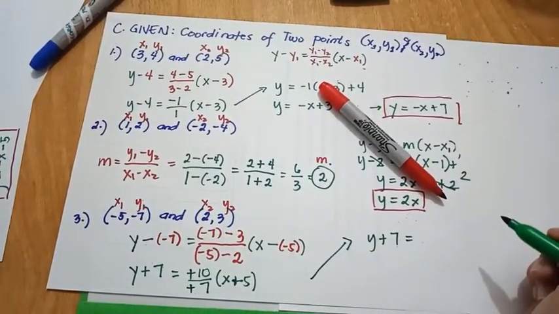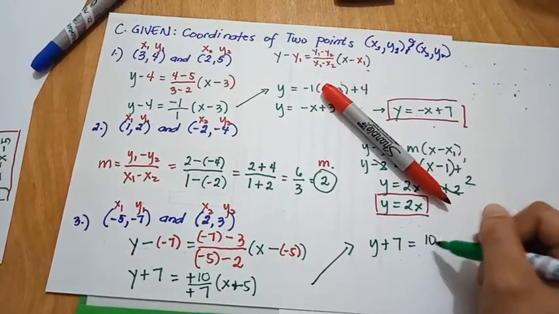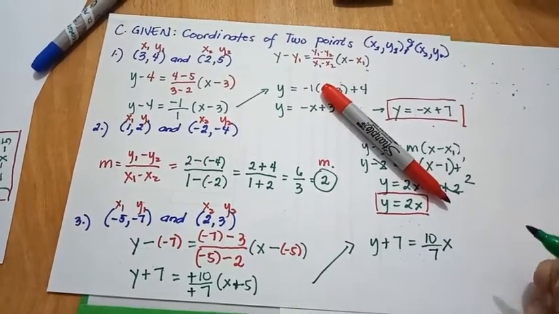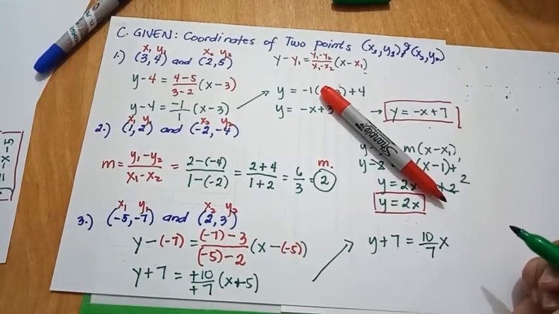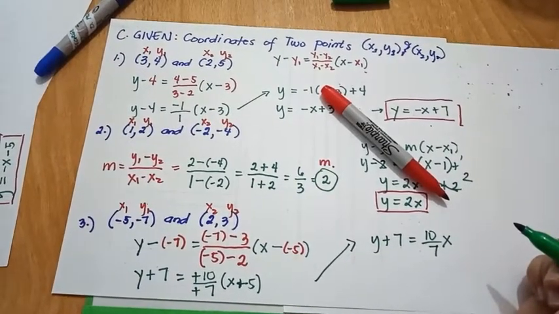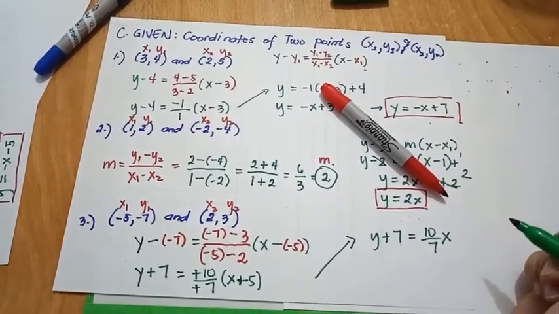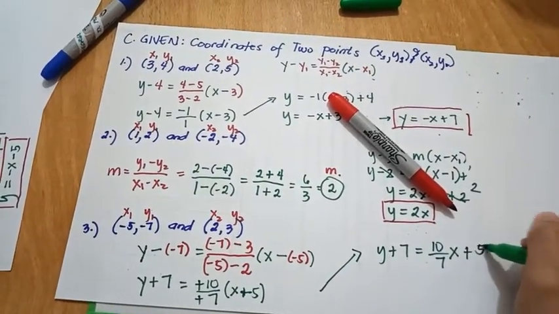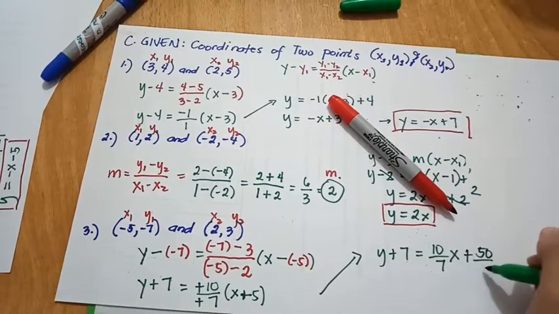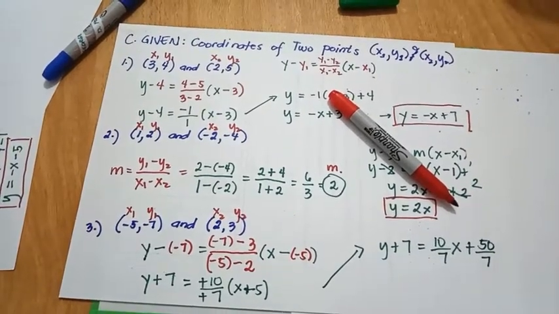10 sevenths times x is still 10 sevenths x. Then 10 sevenths times 5, just multiply 10 by 5 because the denominator 5 is 1. 7 times 1 is 7. So again, our answer is 50 over 7.